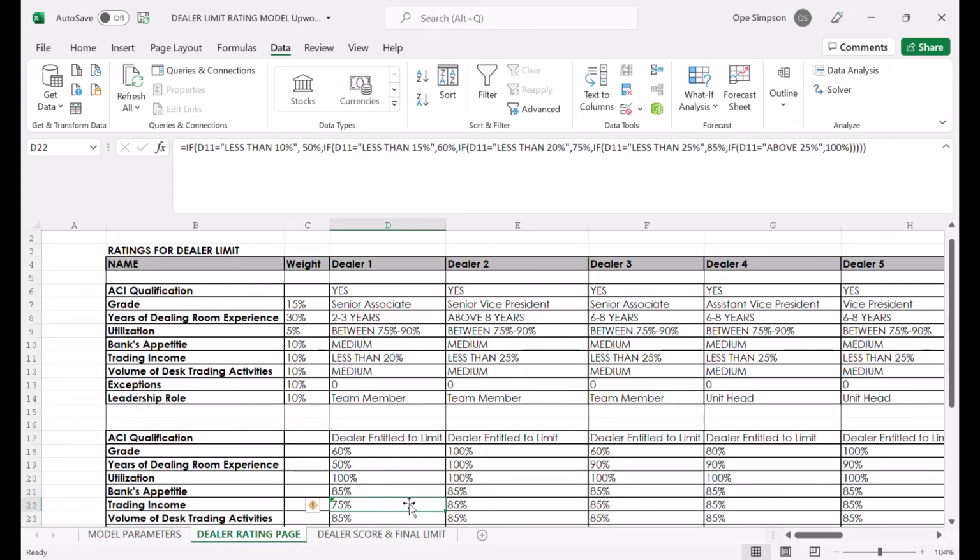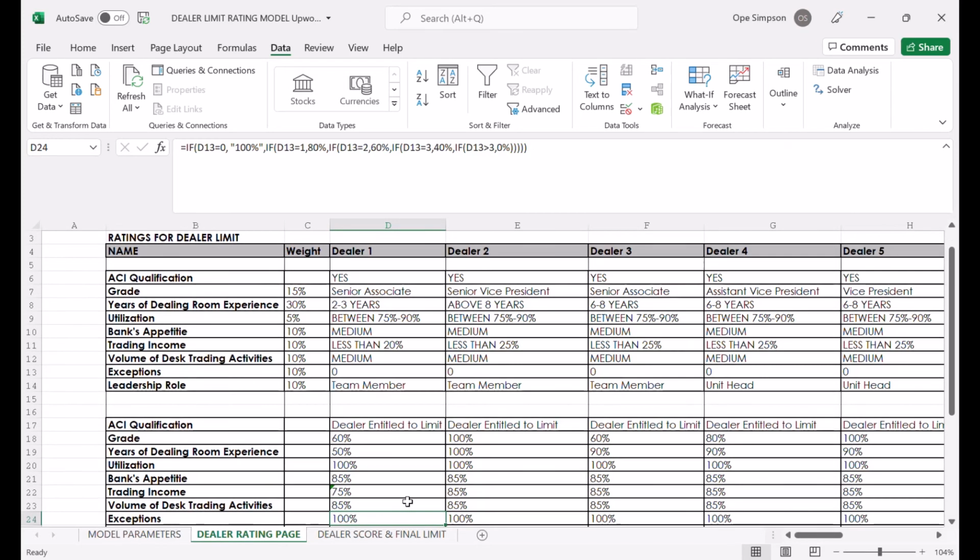Trading income is driven by the contribution of this individual to the trading income of his desk. If it's less than 10%, then the individual is allocated 50% of this parameter, less than 15%, 60%, all the way to 125%, where he's allocated 100% of this parameter. Next, we go to volume of trading activities. If it's extremely low, it's 10%, all the way to high and extremely high, where 100% of this parameter is allocated.